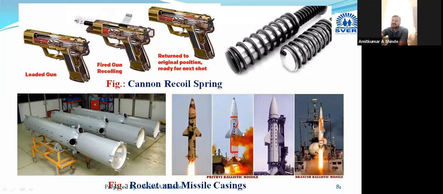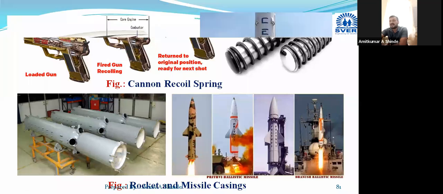Manufactured in our country only, and they have been tested successfully. And whichever casing is there, this is the casing. These rocket casings and missile casings are manufactured with the help of these maraging steels only. Cannon recoil spring, and the rocket and missile casing. Airframe you have seen. And then the injection mold die.